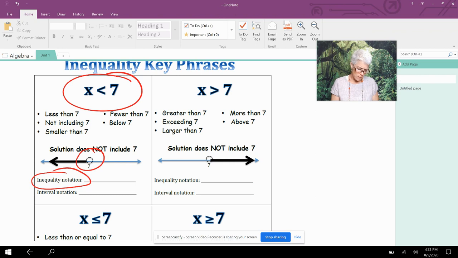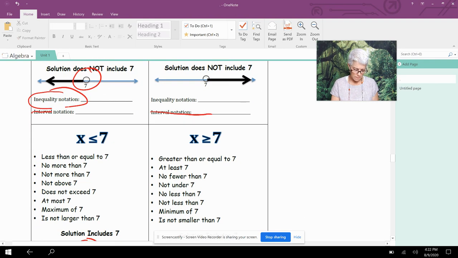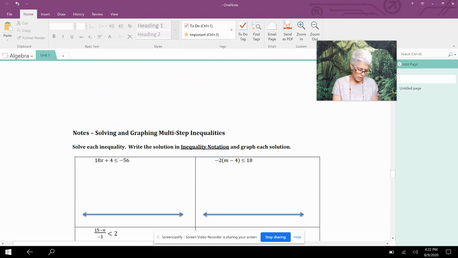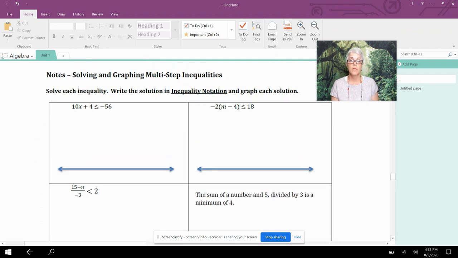I think that's about all that I have to say about these notes. You don't have to worry about interval notation on anything, so you'll do that in Algebra 2, so don't worry about it. Okay, let's move on to the first problem. I'm going to solve this like I always solve it, and then we'll see what happens. I'll also show you how we graph it, okay?